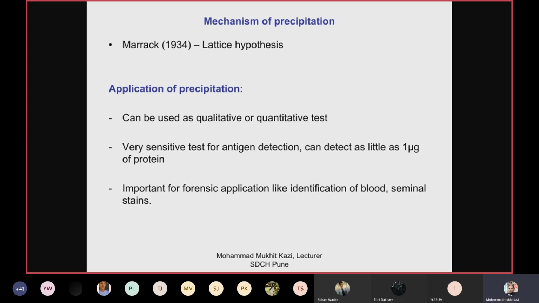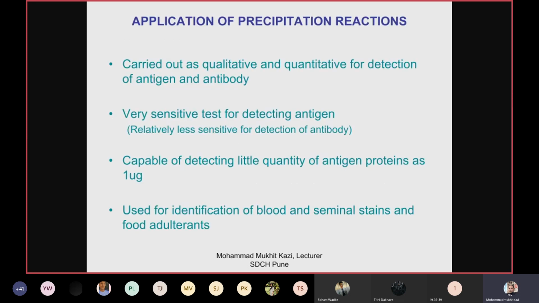That is why its importance is in forensic applications, like identification of blood and seminal stains. Whenever a crime happens, people collect the blood spots or semen spots, whatever they want to prove the crime. They take this and perform the precipitation reaction and detect the minute amount of antigen, by which they come to know whether it was present or not. So precipitation reactions are very important in detecting the antigen.